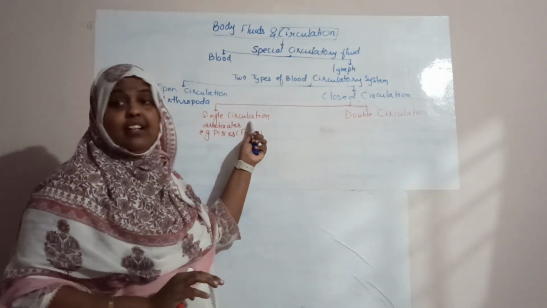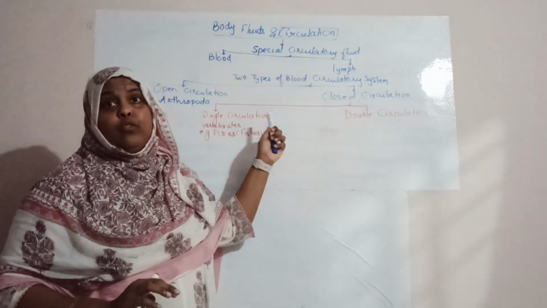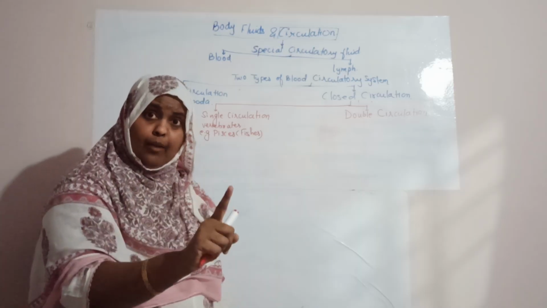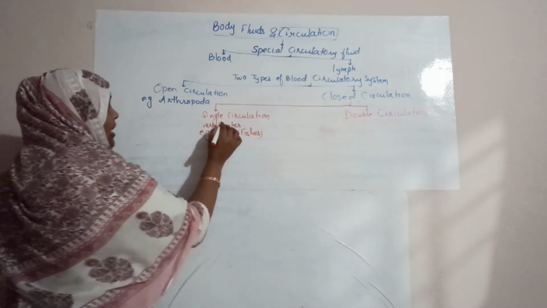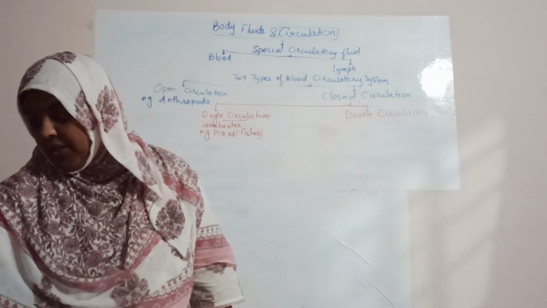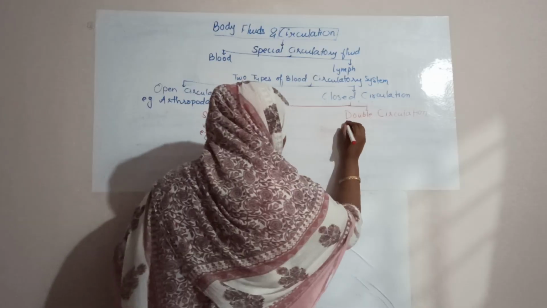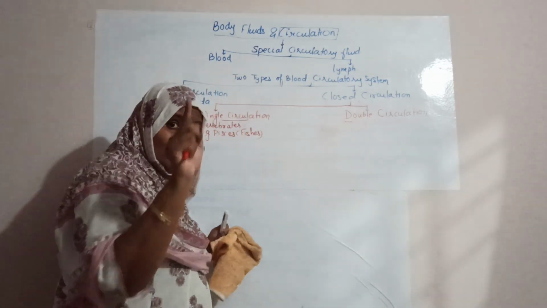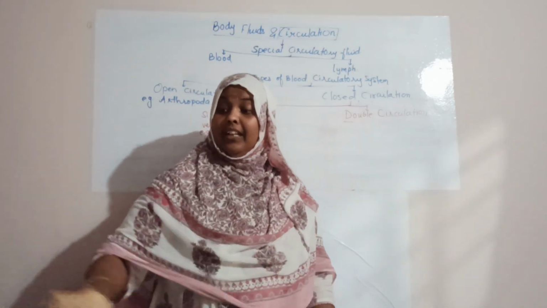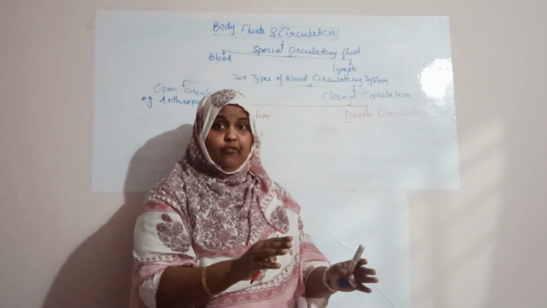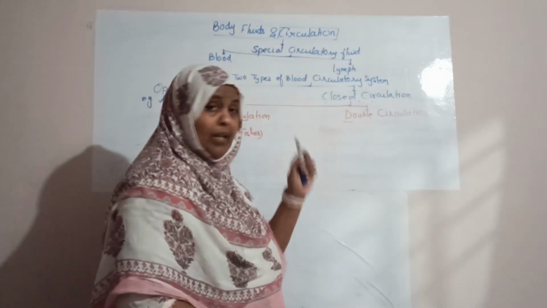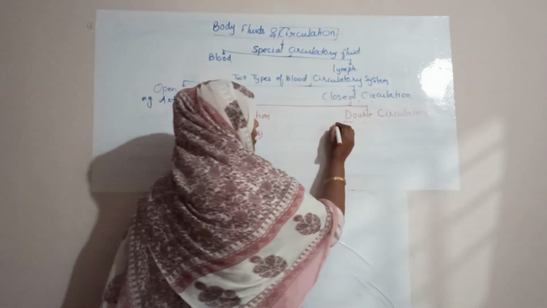So that is known as single circulation. During single circulation, only one time blood enters the heart. Then in double circulation, during the cycle, the blood enters the heart twice. One time it enters in oxygenated form, another time in the same cycle in deoxygenated form. Double circulation examples: birds and mammals.